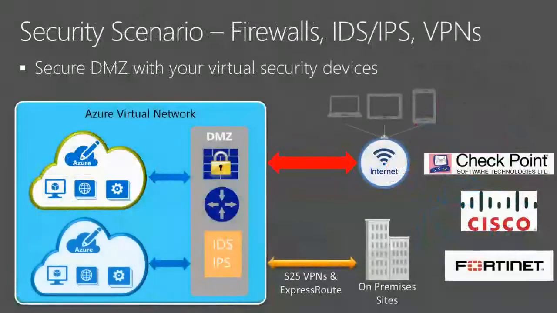Now, the last scenario is the new one that we really are highlighting in this Ignite: security appliances such as firewall, IDS, IPS. Customers could not do this before because we did not have the platform forwarding and routing functionality. Now, with user-defined routes, customers can direct the traffic. You can set a default route so that any traffic that's not flowing between your virtual machines goes through the inspection devices, such as firewall, IDS, IPS. So you can do that now.